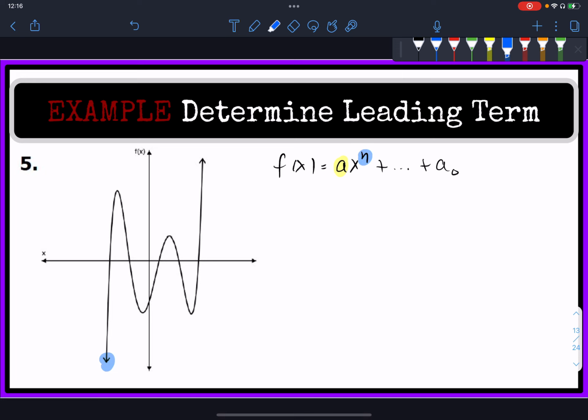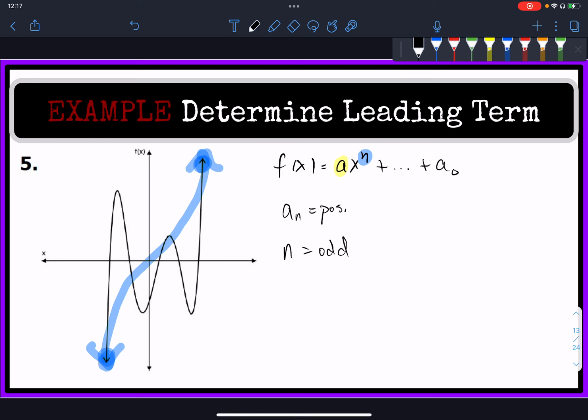Well, since the two ends are pointing in opposite directions, where the left end is pointing downwards and the right end is pointing upwards, that's similar to the power function that behaves the same way, like this power function. For this power function, the coefficient is going to be some positive number, and the exponent n here has to be some odd number.